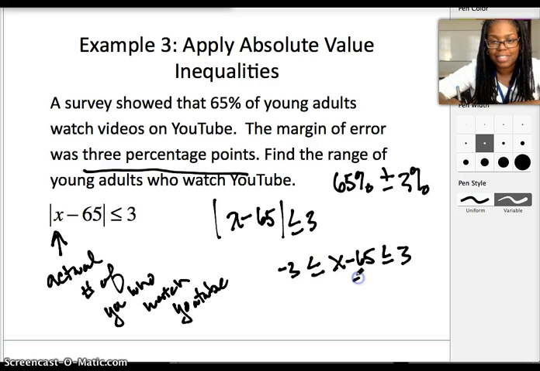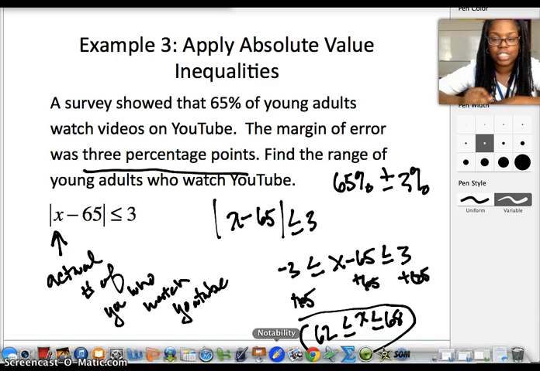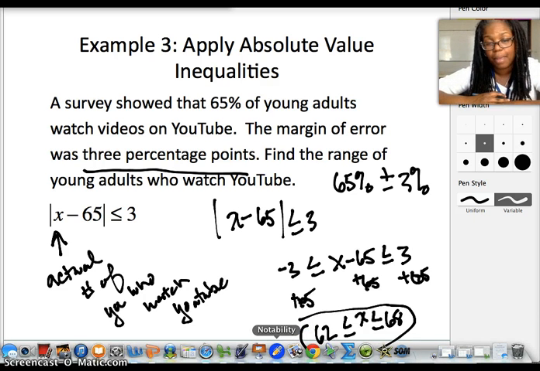I'm going to actually solve this. So I'm going to add 65 to both sides, all 3 sides that is. When I do that, I end up getting what you guys intuitively thought of in terms of adding 3 and then subtracting 3. That's really what I'm going to do. So 65 plus 3 gives me 68, and when I subtract that 3, I get 62. So the actual range is somewhere between 62 and 68% of young adults who watch YouTube.